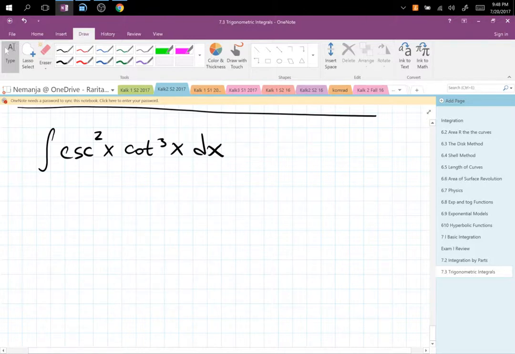So the goal is by Monday, you look at a problem like this and you just say, oh yeah, clearly 1/4 cotangent to the 4th x plus c, with a negative in front. You forget plus c.